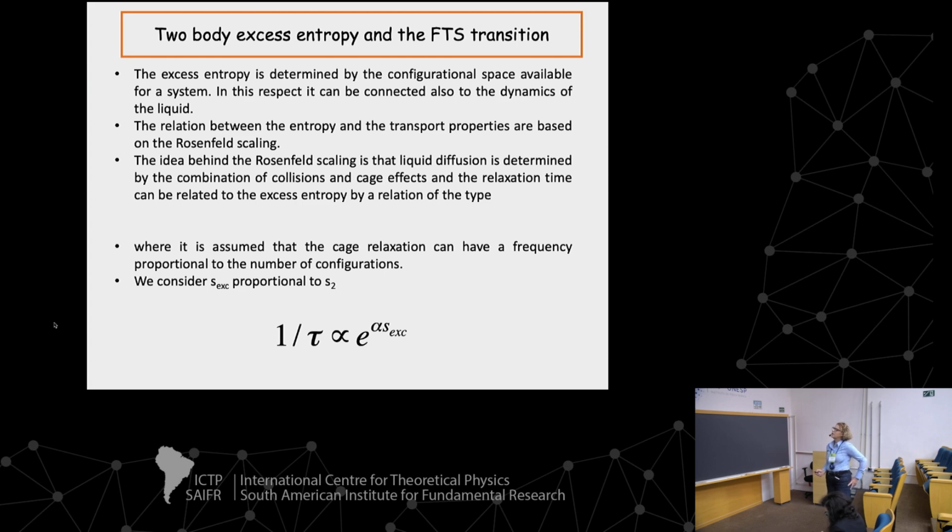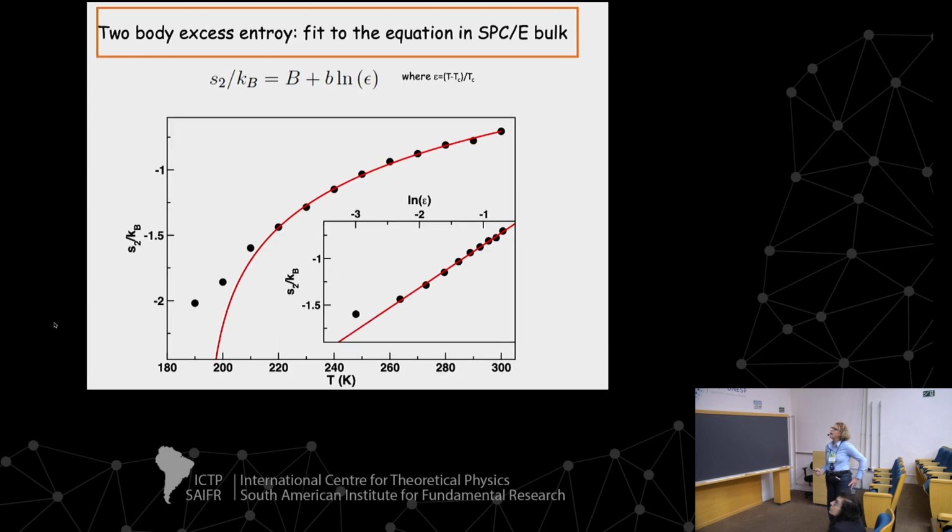And if we consider the excess entropy, we have this relation, 1 over tau proportional to e to the alpha S excess. And this is what we found. As you can see, if we plot S2 as a function of T, we find a behavior, and then we have a deviation from this behavior, where epsilon is T minus the T of crossover.